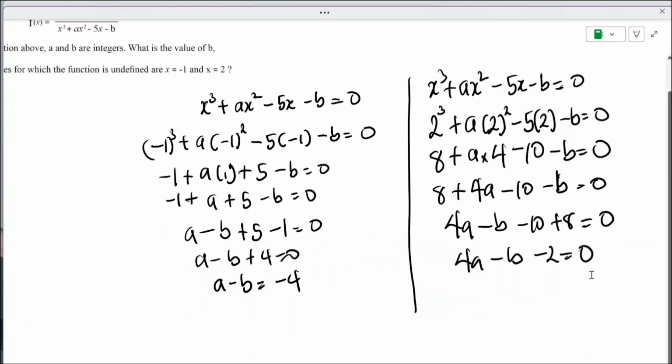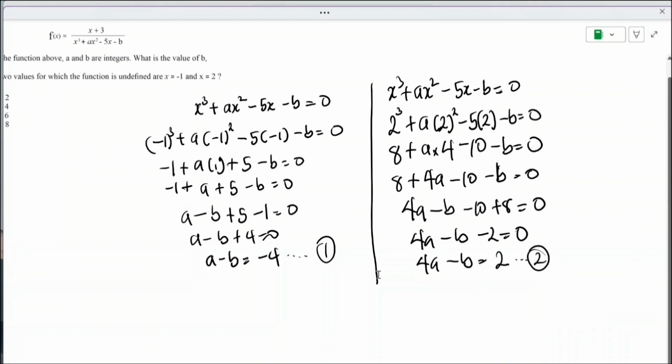We take out the constant, which is negative 2. You have 4a minus b equals, standard in math, you say add 2 to both sides. But the effect is still the same as saying negative 2 crosses the equals sign and turns to positive 2. So we have the second equation as 4a minus b equals 2. This is equation 1 and this is equation 2. We now have a simultaneous equation, which in the American curriculum is referred to as a system of equations.